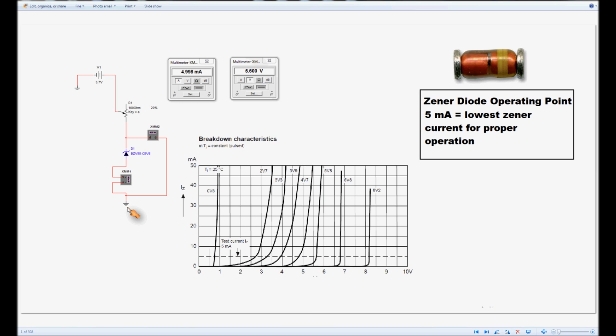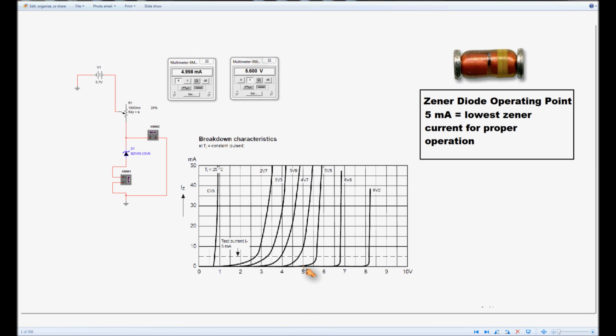Zeners are manufactured to have something known as a breakdown voltage. They break down at low voltages in comparison to normal diodes, and they stay stable at that voltage. And what we see here is a list of breakdown characteristics for a set of diodes. The one we're using is a 5 volt 6, not shown on here.